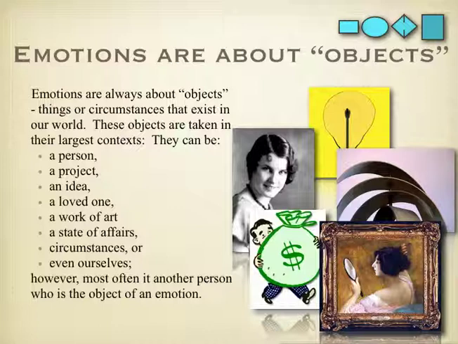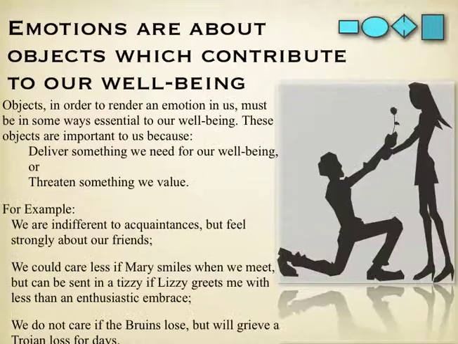So these emotions are generally about objects in our world, and usually they're about another person, which are the strongest emotions that we have. But it's not just an emotion about an object. It's an emotion about an object which contributes to our well-being. It contributes to a sense of satisfaction in the world. So in order for us to create an emotion, the object must deliver something that we need. Or on the contrary, it could be a negative emotion, a repulsing emotion, something that threatens something that we value.